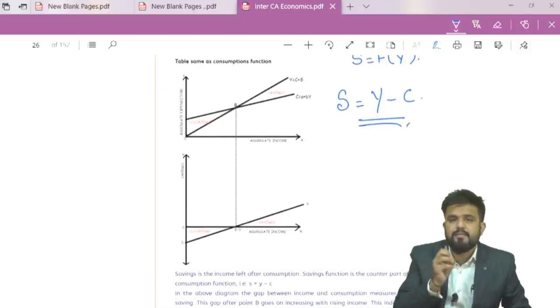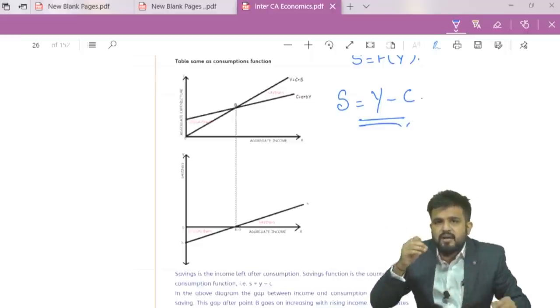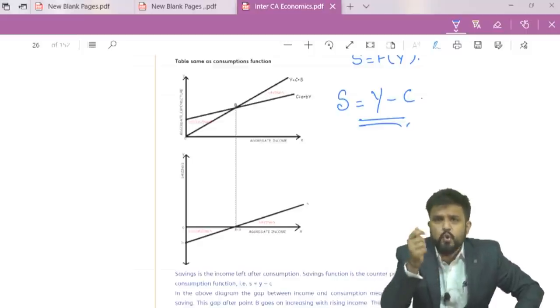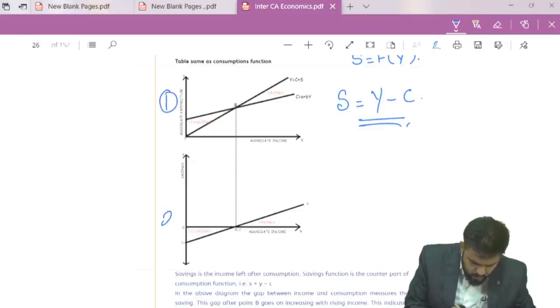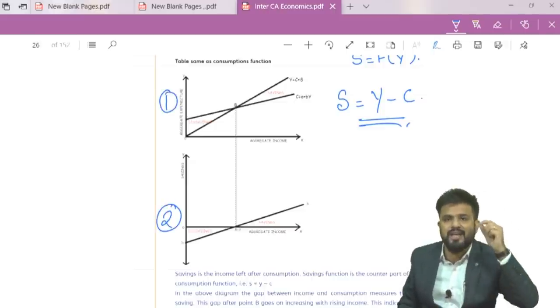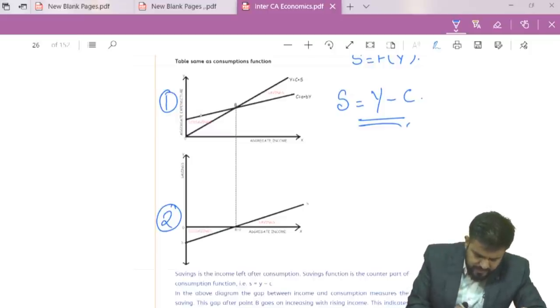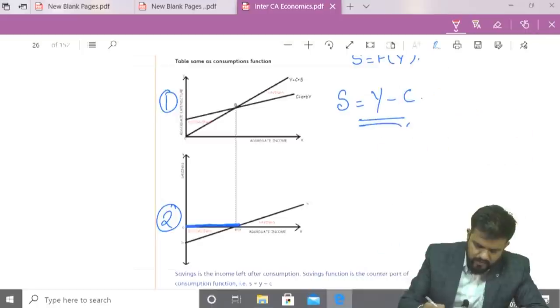So please remember, savings is a counterpart of consumption function. Savings curve will be derived through consumption function. Now this is panel 1, this is panel 2. Panel 2 has derived from panel 1. Like, pay attention. Can I say, if I want to understand what is the level of savings at OB, then I will go to panel 1.